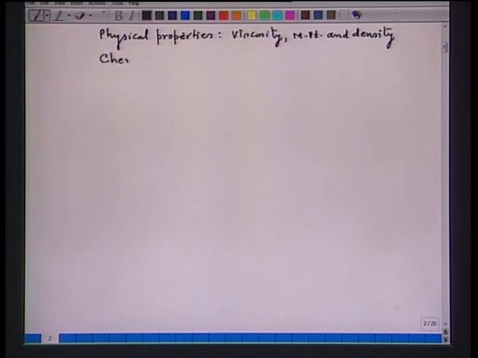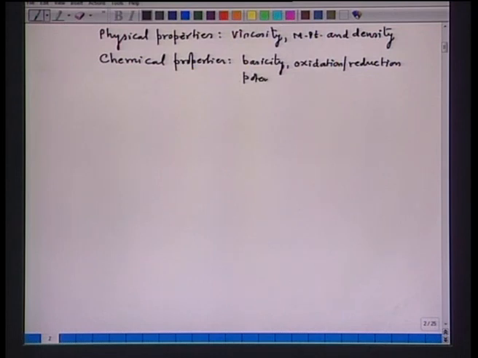Among chemical properties: basicity, oxidation reduction potential of slag, and activity of each component of slag. Now, these above properties are determined by the structure of slag.